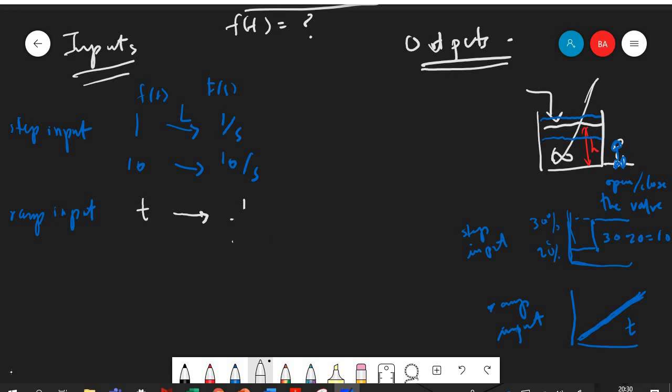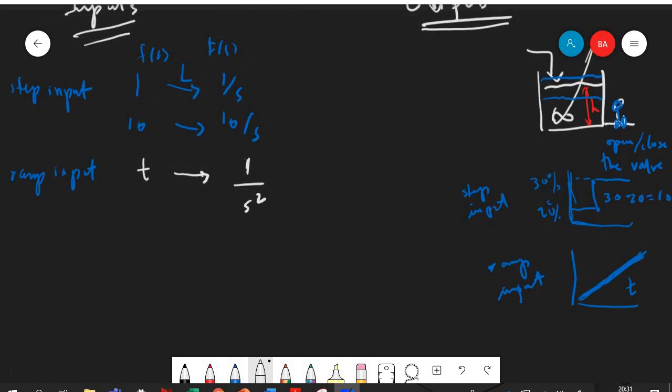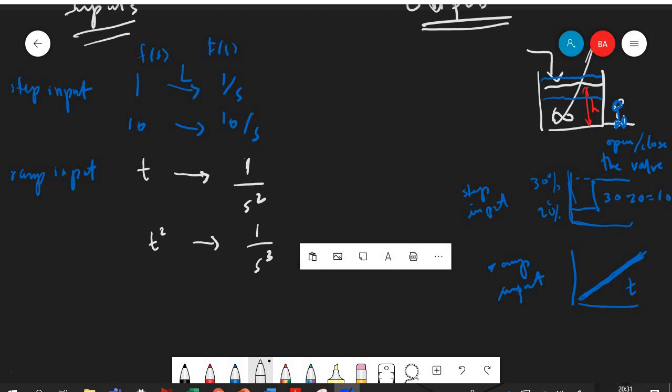No, the answer will be 1 over S squared. Sorry for that. Actually it's 1 over S to the power n plus 1, I missed that. So t will be 1 over S squared. And if it's in a different format like t squared, it will be 1 over S cubed, and you're going to include the factorial, the factor at the top. So it will be 2 over S cubed.